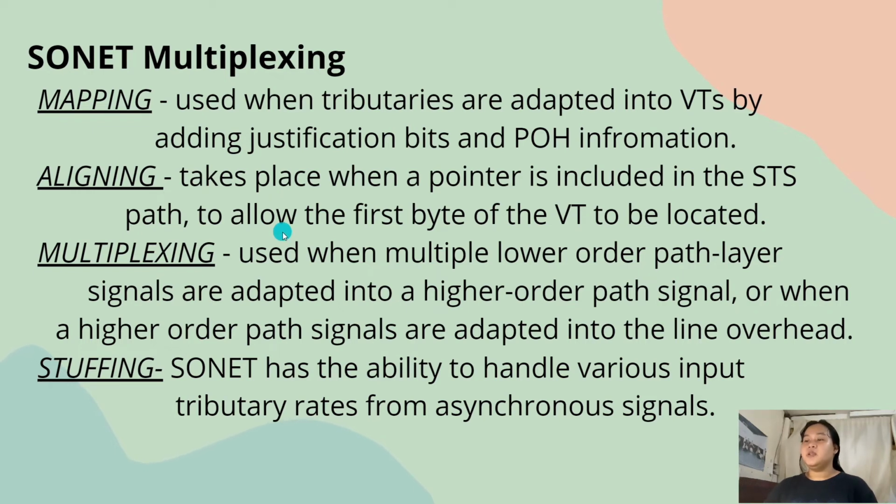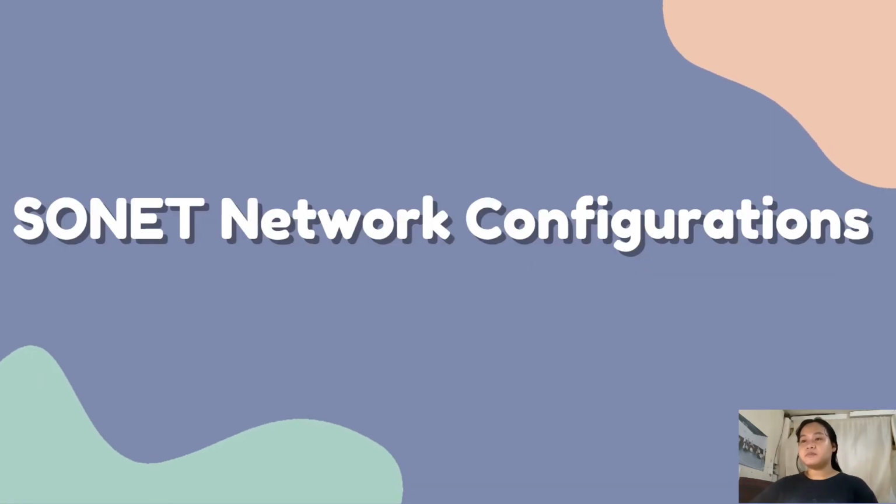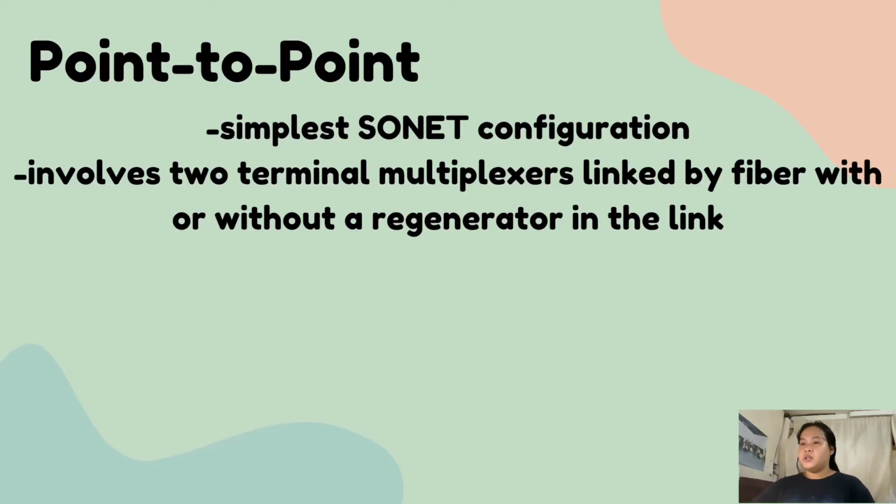And multiplexing is used when multiple lower order path layer signals are adapted into a higher order path signal, or when higher order path signals are adapted into the line overhead. And the last is stuffing, where SONET has the ability to handle various input tributary rates from asynchronous signals. So next are the SONET network configurations.